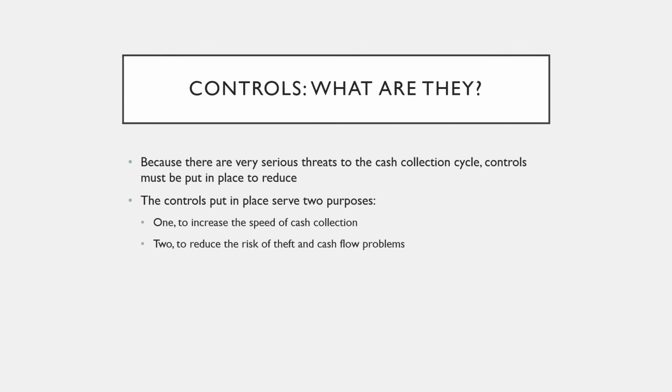That also kind of ties into our second purpose of the controls, and that is to reduce the risk of theft and cash flow problems. I say they are correlated because if you're increasing the speed of cash collection, you're most likely limiting the risk of cash flow problems because you're having a faster income stream of cash.